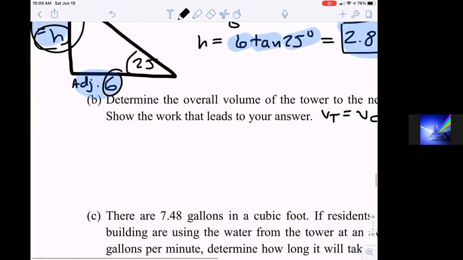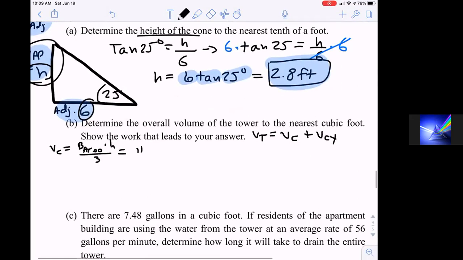So volume of the cone is going to be area of the base times height divided by 3. But again, the base of a cone is a circle. So it's going to be pi r squared times the height over 3, pi times the radius, which was 6, times the height we just found was 2.8, all over 3. Oh, it's 6 squared. I'm sorry, radius squared.